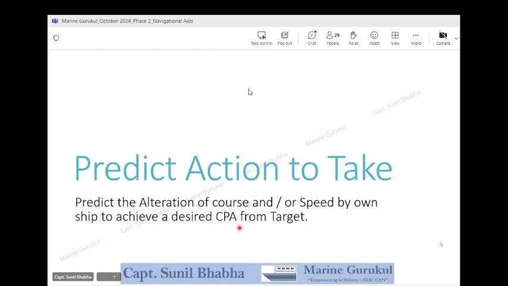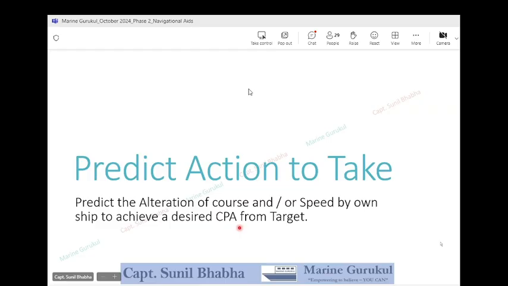We need to find out that to obtain a desired result, such as a desired CPA, closest point of approach range, what course has to be, what action has to be taken. The action could be alteration of course, action could be an alteration or variation in the speed. What has to be done by the own ship so that we are able to maintain the required CPA?